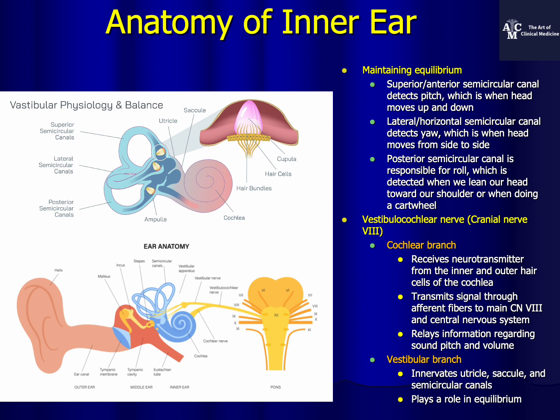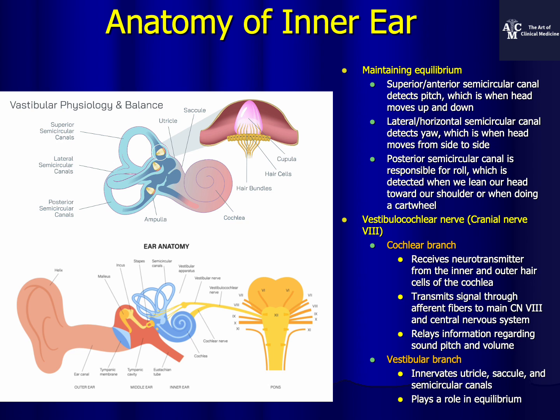Looking at this a little further, to maintain equilibrium, these semicircular canals detect the pitch, which is what happens when your head moves up and down. The lateral semicircular canals will detect what's called the yaw, which is when your head moves from side to side. And then the posterior semicircular canal will be responsible for the roll, which is when you lean your head towards the shoulder or when you do a cartwheel. Each of these, with otoliths moving when you do these motions, activates these hair bundles and these hair cells. And that will eventually activate the vestibulocochlear nerve, which gets these signals.